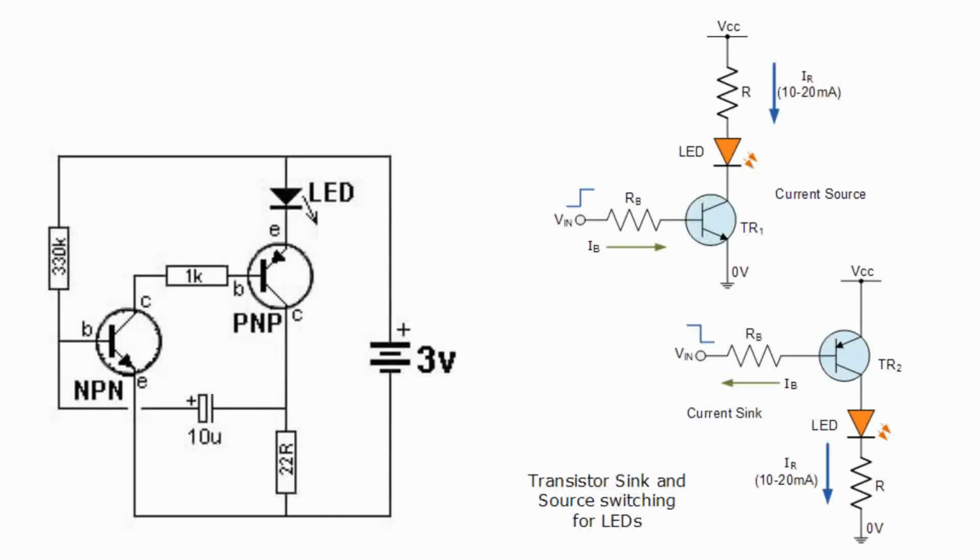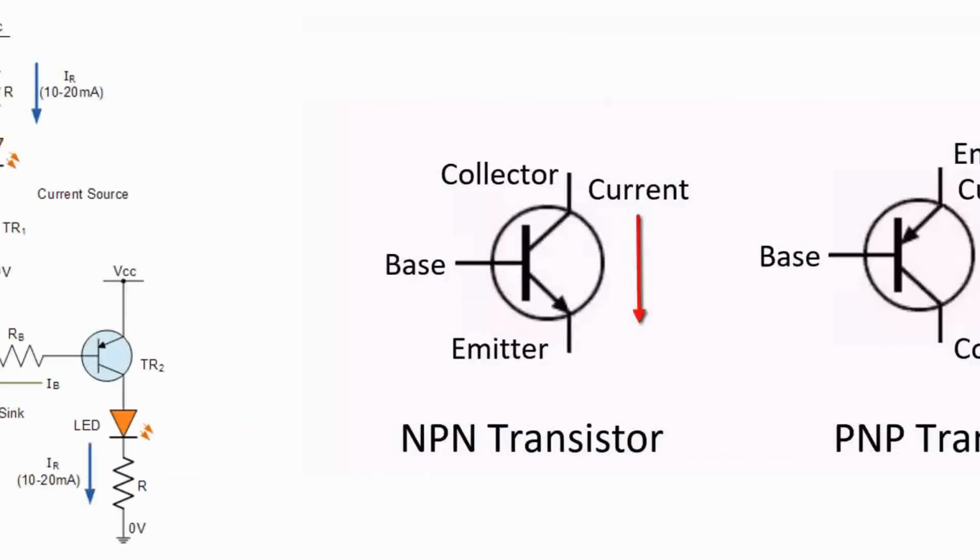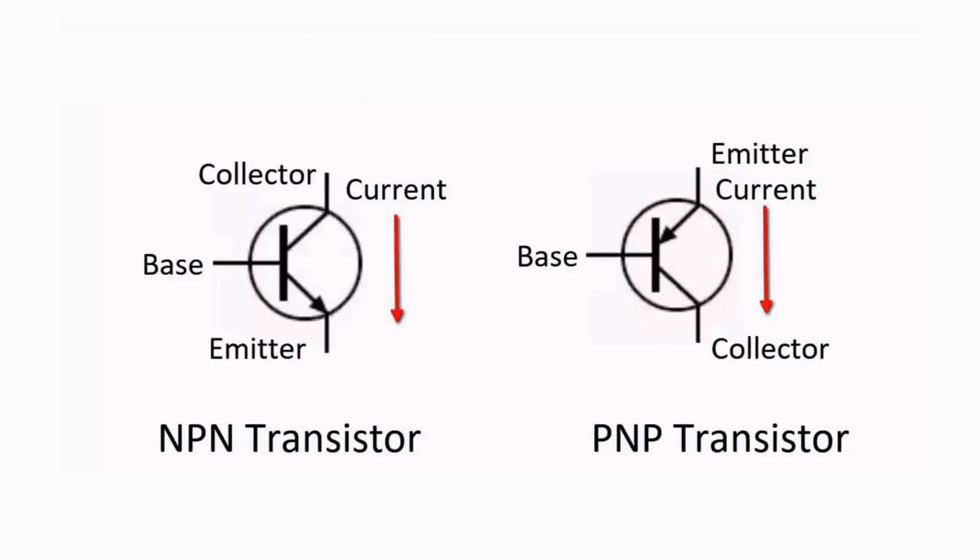So the key differences between NPN and PNP transistors come down to current direction and charge carriers. In an NPN transistor, current flows from the emitter to the collector when a small current enters the base, and the electrons are the main charge carriers. In contrast, in a PNP transistor, current flows from the collector to the emitter when the base is made negative, and holes, that are positive charge carriers, are involved.